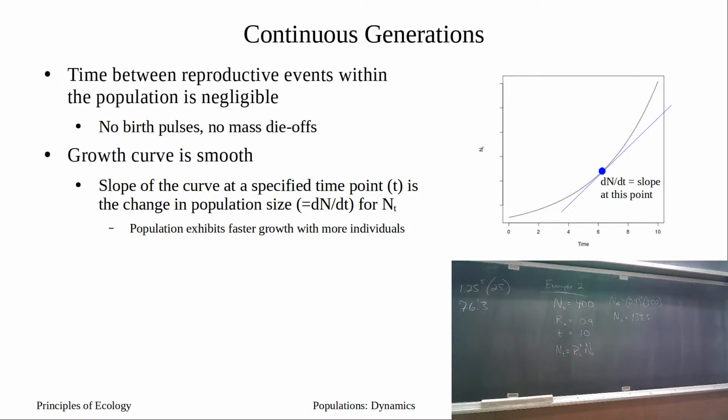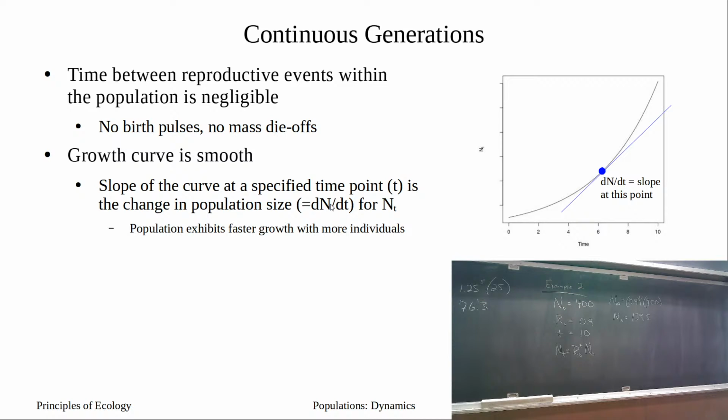But when we have continuous generations, we don't have a clearly defined time point, so we have to arbitrarily say we're going to look at a very, very small time period, say microseconds. What's our change in population size at that point? So it changes from a delta to one of these lowercase d's. So this dN over dt is our change in population size for a very small change in our time point.